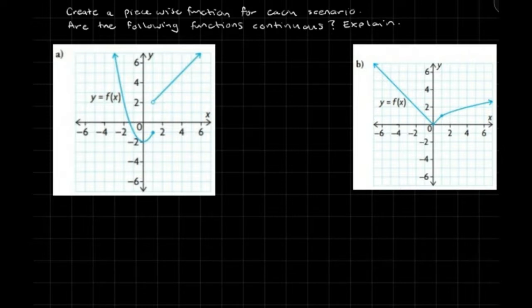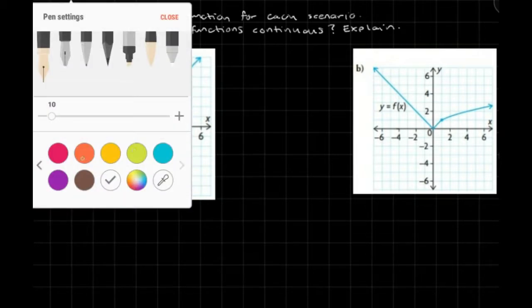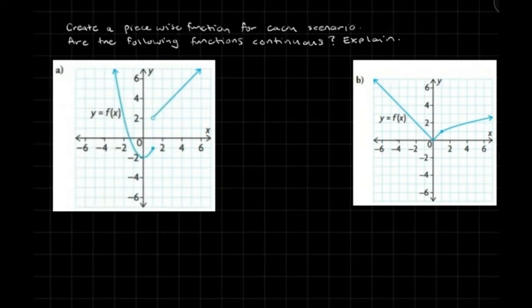Okay, so create a piecewise function for each scenario, so that the following function is continuous. Explain for part A. We can notice here that we have two intervals. One of the intervals here is x is less than or equal to 1. The other interval is x is greater than 1.